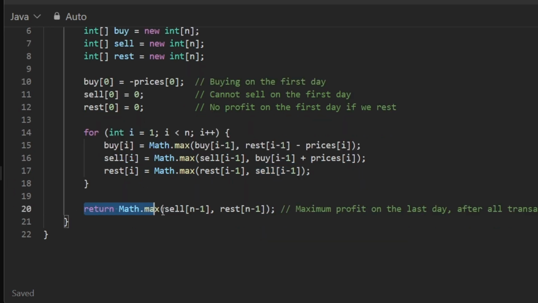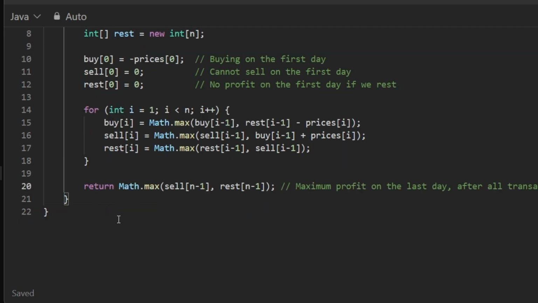Now for the maximum profit, we simply need to compare the value if we decide to sell on the very last day or if we decide to rest on the very last day. Whichever value is higher, we are going to return that as the answer. So this is the whole solution. Now let's try to run this code.